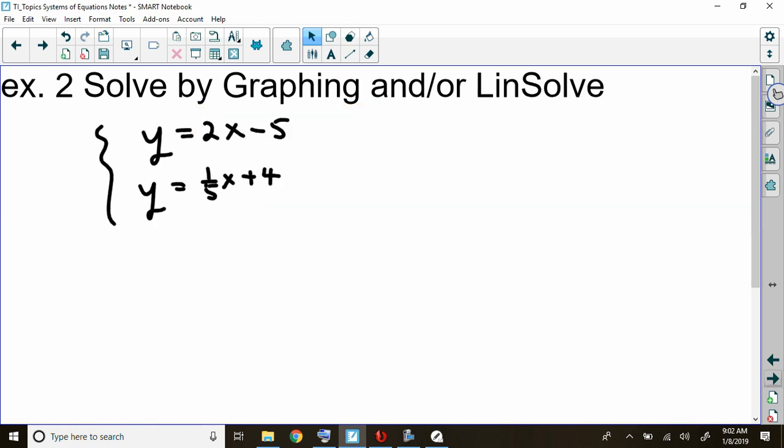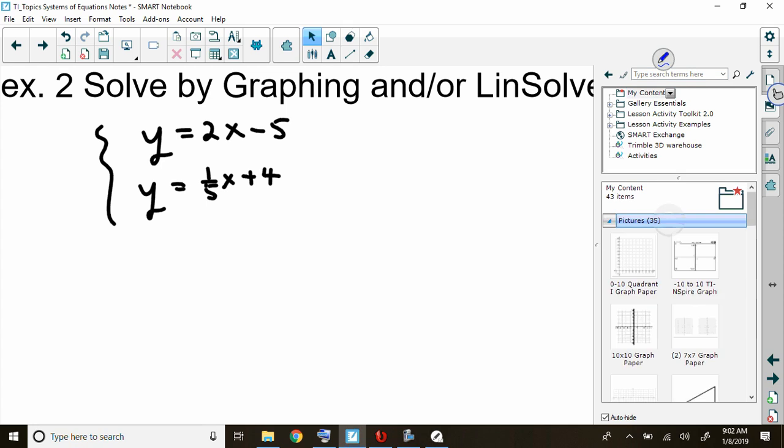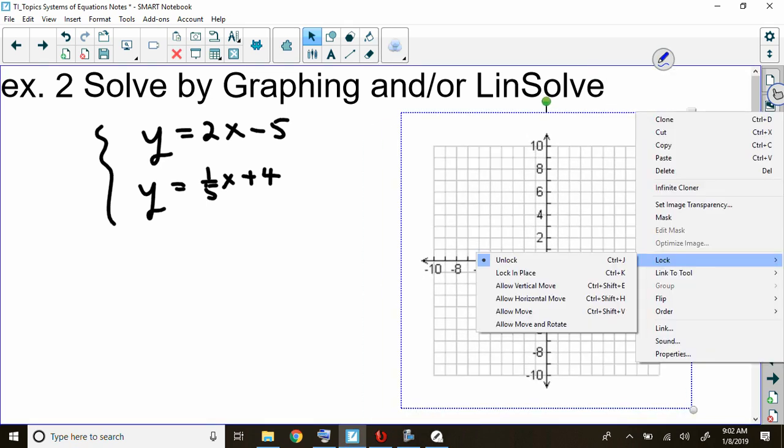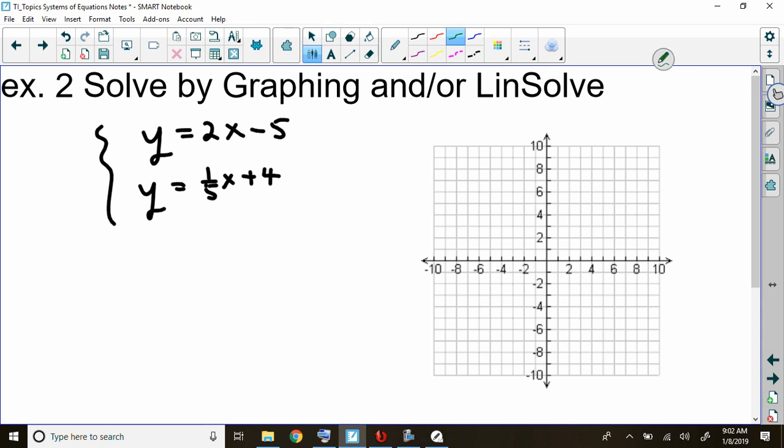The next one we're going to solve by graphing and/or using LinSolve. So I'm telling you that we could solve this by graphing, so if you had to graph this by hand, you probably could. And on Friday's test, there might be a system you're solving by hand, because maybe you forgot how to graph it on the calculator. Maybe you forgot how to use the LinSolve.